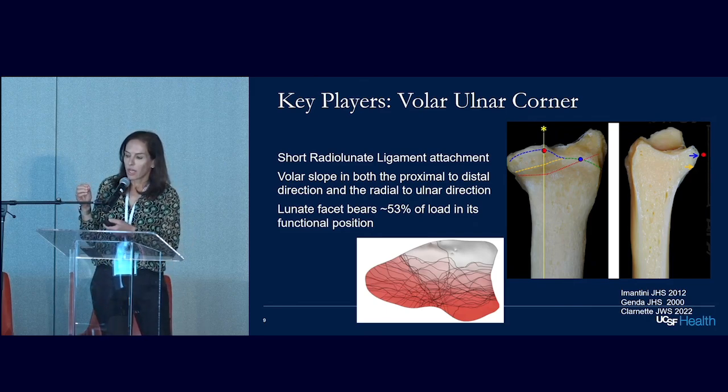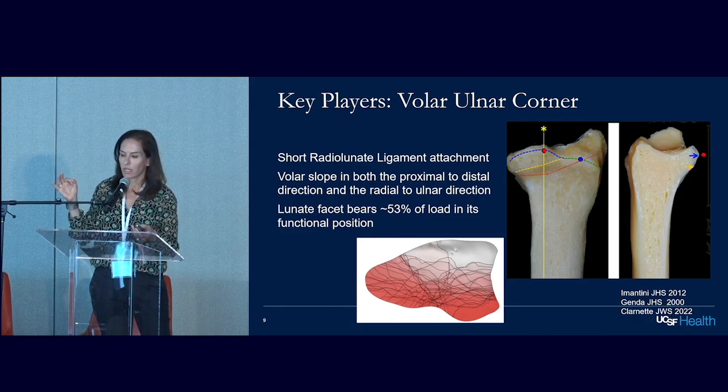What you can see in that cadaver shot right there is that the volar slope of the ulnar side actually projects not only more distally, but more volarly, and that's why you have to get that teardrop angle so that you can see it. It's actually off plane to the axis of the radius. The lunate facet bears most of the weight of the radius.